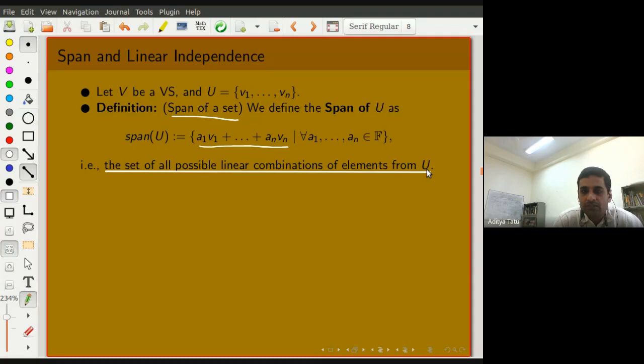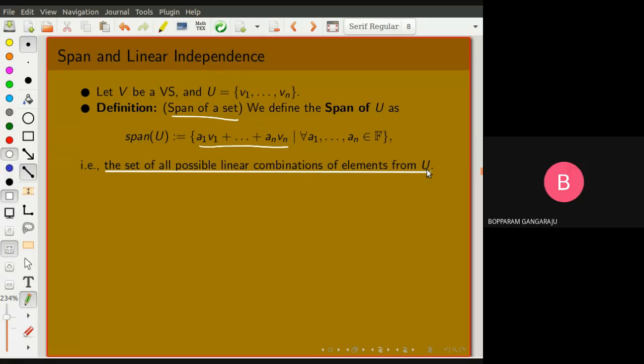Okay, I hope the definition is not too difficult to understand. Set of all possible linear combinations of elements from U. Right? Is that clear? Should be. Yes. Okay.